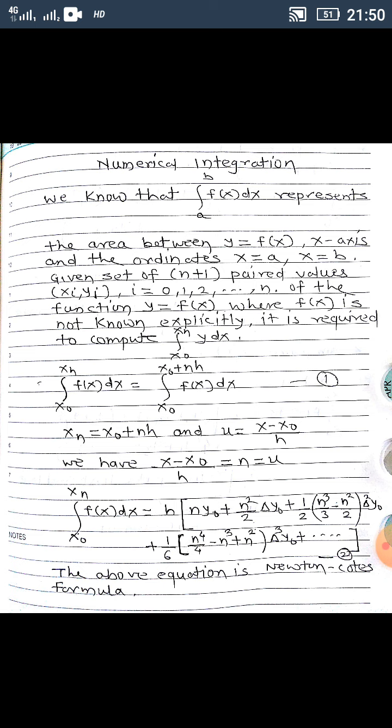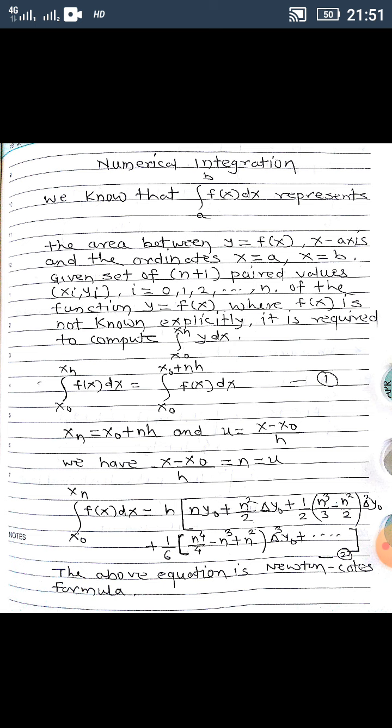it is required to compute the integral from x0 to xn of y dx, that is x0 to xn f of x dx. xn is nothing but x0 plus nh, where n is the number of intervals and h is nothing but the difference between two consecutive terms. So x0, xn and h will play the important role in the Newton-Cotes formula.